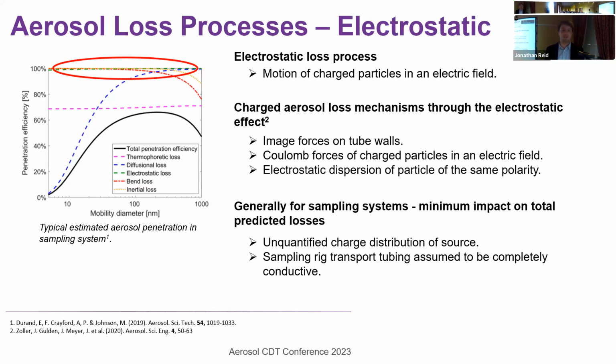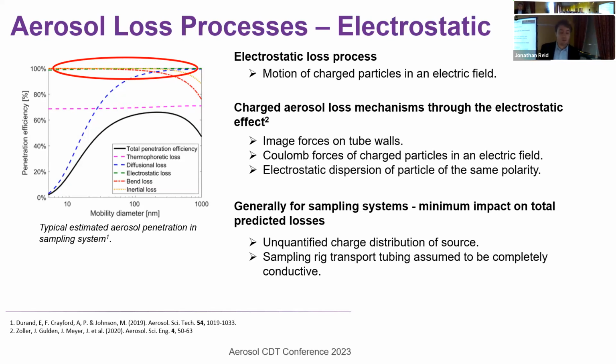This is when an external electric field forces the particles to deposit on the tube wall. And the electrostatic dispersion effect of particles of the same polarity. This is when a large number of the same polarity particles repel each other and force the outermost particles to deposit on the tube wall. In most sampling systems, the top 2 loss mechanisms can be mitigated by using conductive tubing. So in most models, the bottom mechanism is the only one considered.